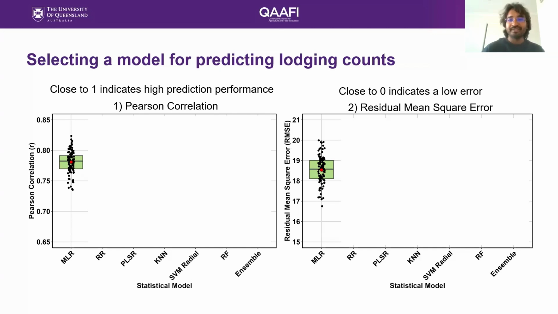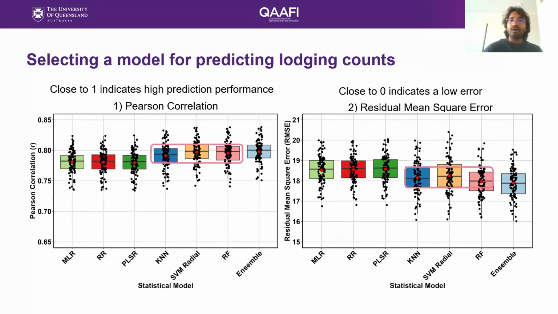To evaluate model performance, we use two metrics. One is Pearson correlation and the second one is the root mean square error between observed and predicted plot values. In the corresponding plot, the x-axis shows the models as I mentioned, parametric, non-parametric, combination by averaging ensemble, and the y-axis shows the metric. Each black dot represents the accuracies from one of the 100 iterations, and the red dot shows the mean across 100 iterations. We are looking for the model with high correlation and low error.